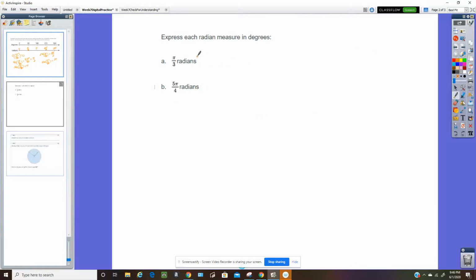And then change radians to degrees. So when you do that, you just multiply by 180 over pi. And then these cancel. Get 180 divided by 3 is 60 degrees.